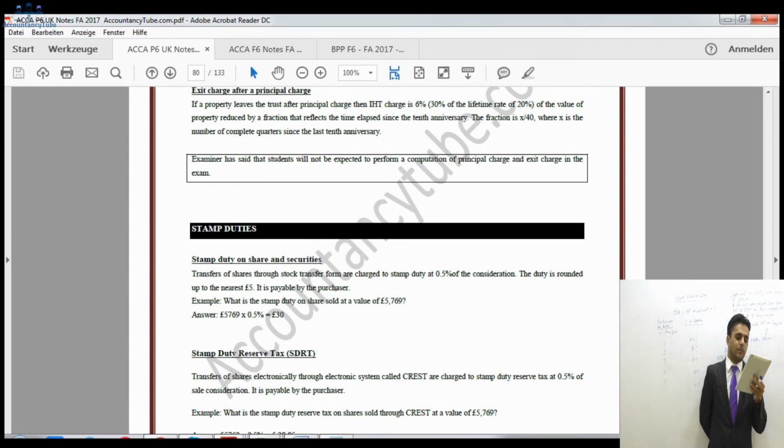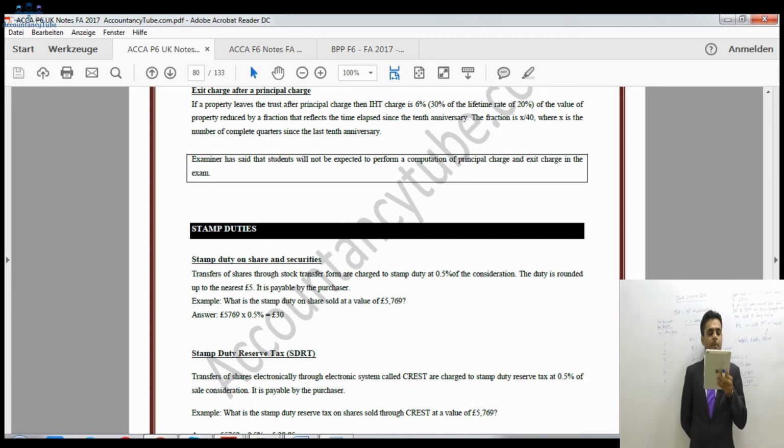That reflects the time elapsed since the 10th anniversary. So the fraction would be x over 40. Now x means how many quarters has it been since the first 10th anniversary, right? So it will be reduced by that amount. Now all of them are perfectly fine.